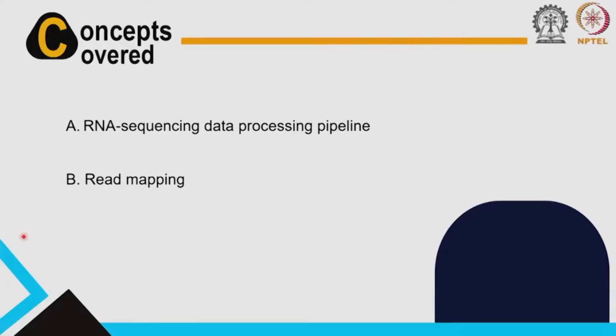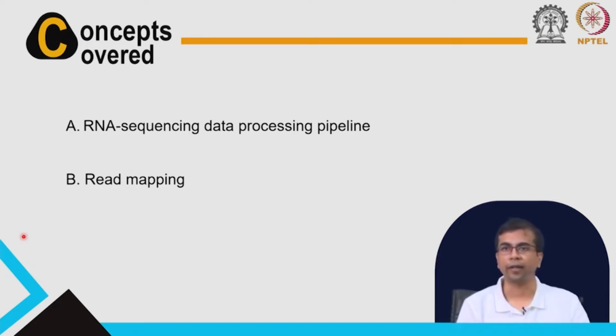We will discuss this in theory and alongside we will also have some hands on. I will show you the tools, and at the end we will also have a hands on of differential gene expression analysis, where we will use these tools to actually analyze a real data set and identify genes that are differentially expressed between two samples. So, these are the concepts that we will be covering in this class. We will talk about the RNA sequencing data processing pipeline, and in that pipeline one of the topics that we will discuss in detail is the read mapping.